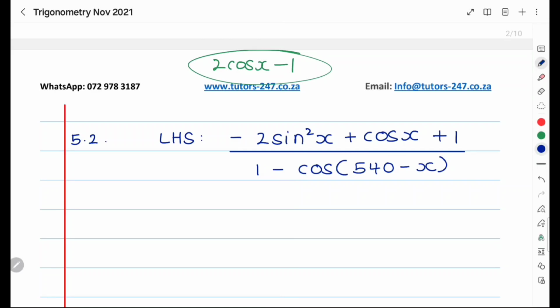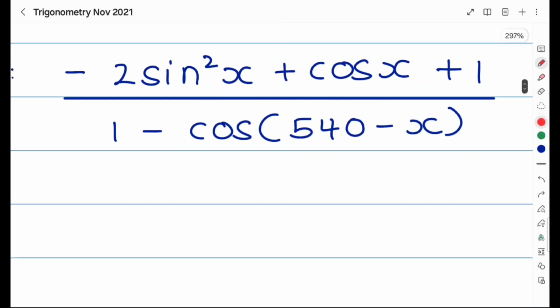Now, from here, you can see that this denominator can be reduced. So let's start over there. What quadrant is 540 minus x? It is bigger than 360. So we need to subtract 360. Always remember, anytime the angle is greater than 360, you're going to continuously subtract 360 until you get something that is less than 360.